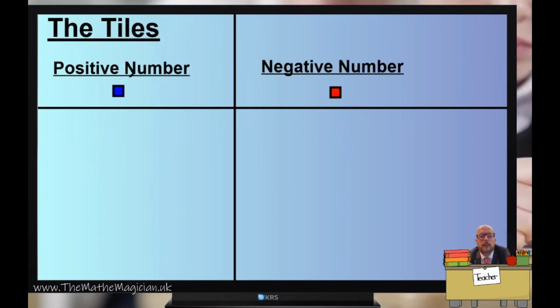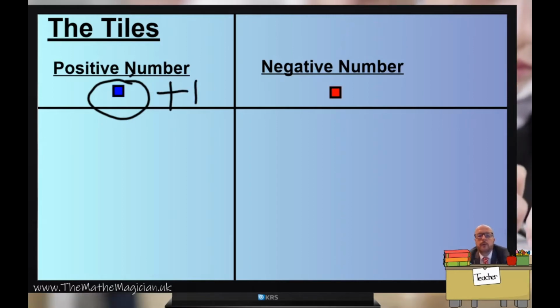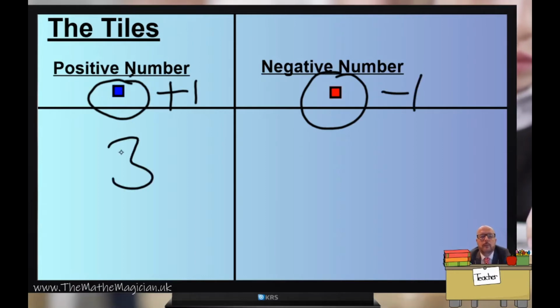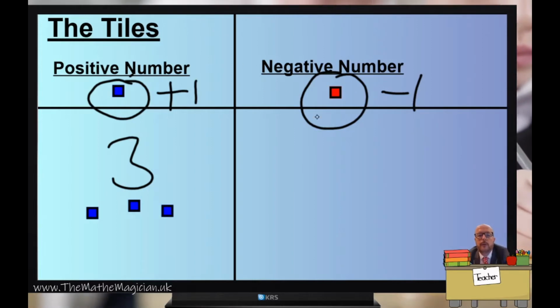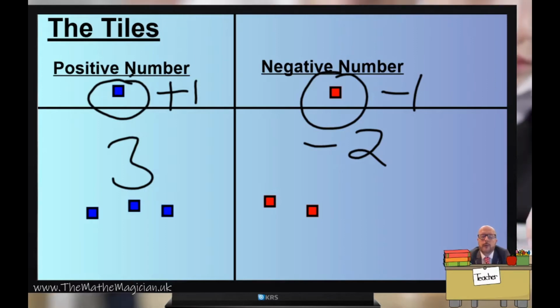So what we can see here is that this blue small square represents positive 1. But the red square represents negative 1. So if I want to represent the number 3, then I need 1, 2, 3 blue squares. But if I want to represent negative 2, then I need 1, 2 red squares. Now I don't need you to fully understand all of this right now, but it'll help if you try to remember as much as you can.